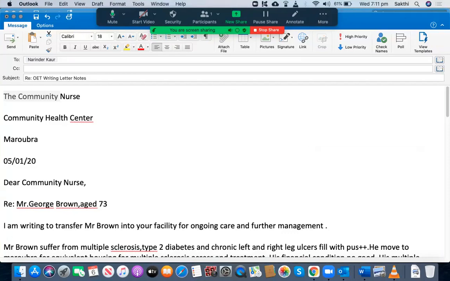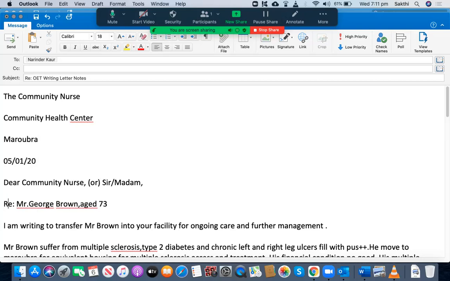She has written down the community nurse, that's good. And this is the address of the addressee. So she has done a good job. And after that, she has written down the date of the letter, that is also good. Dear community nurse, and then comma, that's good. So she can use either dear community nurse or she can use sir or madam. So both of them are good to go. So you can use either this or that, okay?